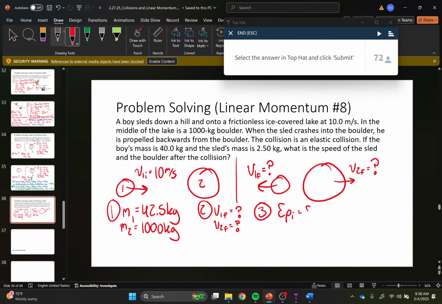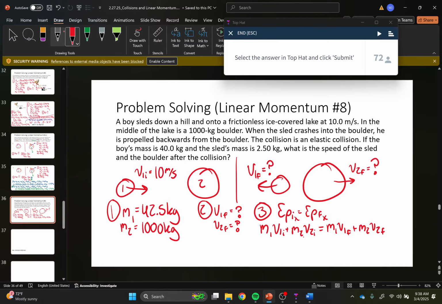Momentum initial equals momentum final. How many objects do I have to begin with? Two. And we're only going to look in the x because of the y direction. So we have the mass of the boy, we'll just call it m1, times v1 initial, plus the mass of the boulder, m2, times v2 initial, equals. How many objects do we have at the end? Two. So we have m1 v1 final plus m2 times v2 final.